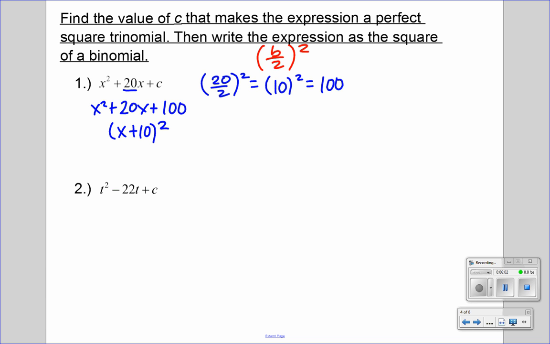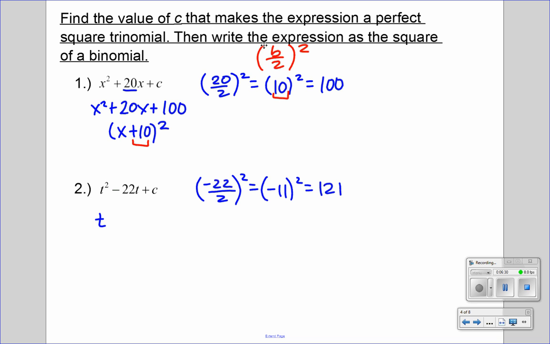My trick is that what's inside the parentheses is what goes right here, kind of a shortcut. So we have our (x + 10) squared. That is completing the square. So let's try that again. This one, the b value is negative 22. So (-22/2) squared, we get negative 11 squared, and we get 121. So our c value is 121.